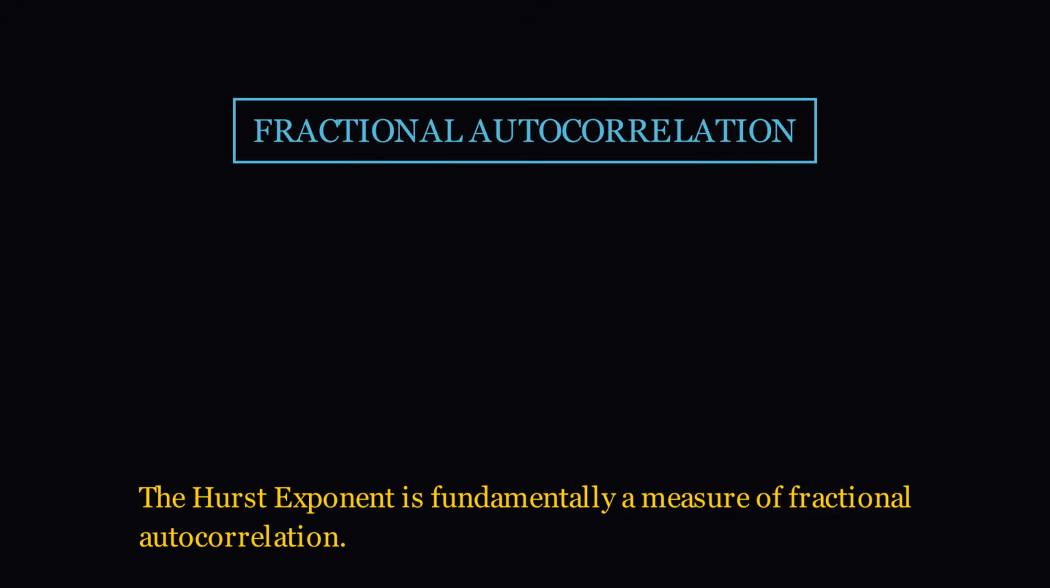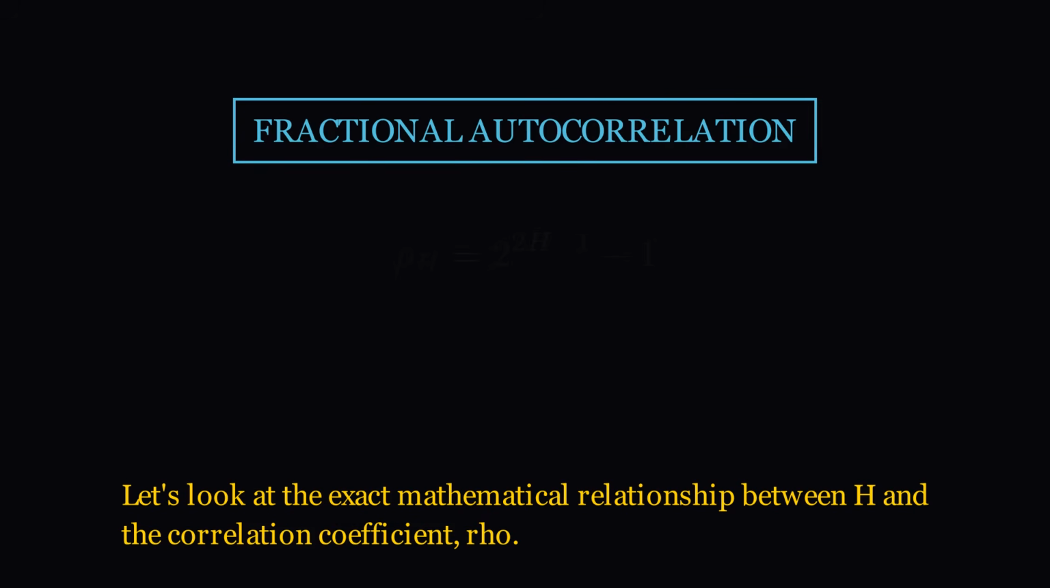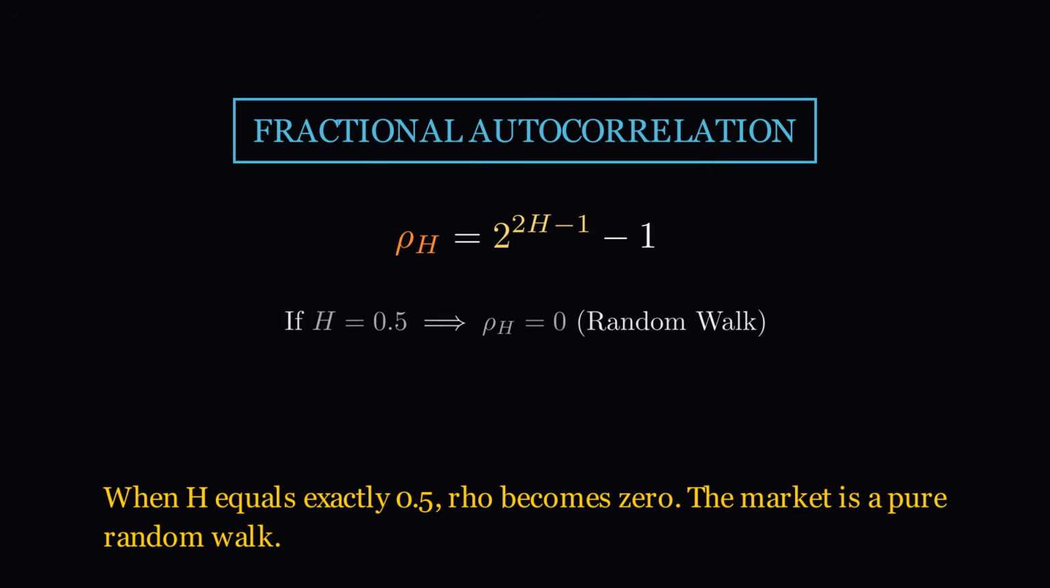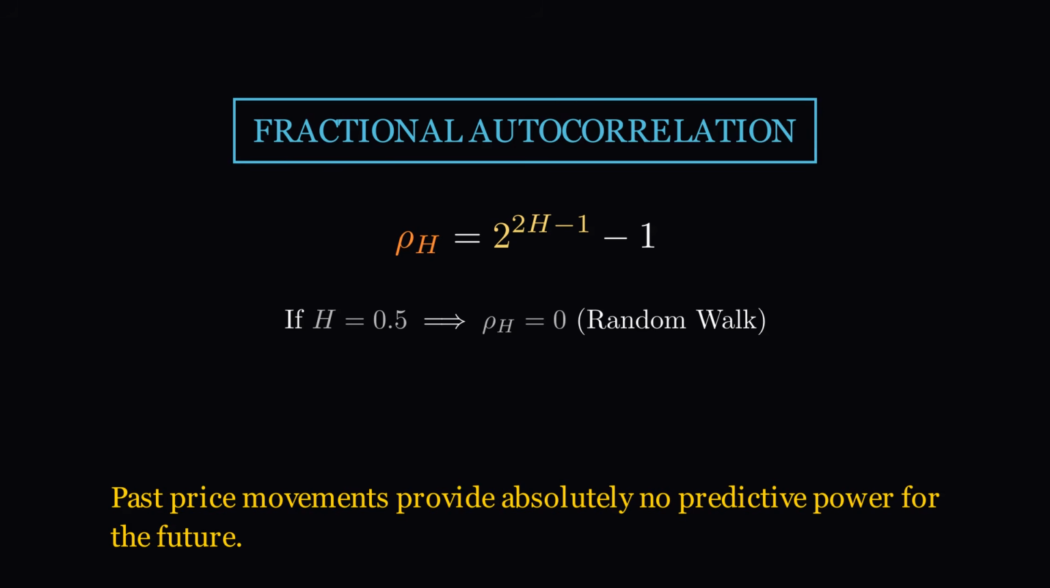The Hurst exponent is fundamentally a measure of fractional autocorrelation. Let's look at the exact mathematical relationship between h and the correlation coefficient, ρ. When h equals exactly 0.5, ρ becomes 0. The market is a pure random walk. Past price movements provide absolutely no predictive power for the future.